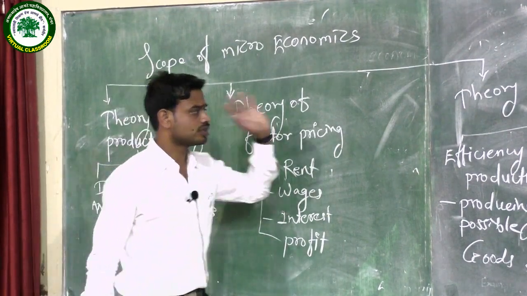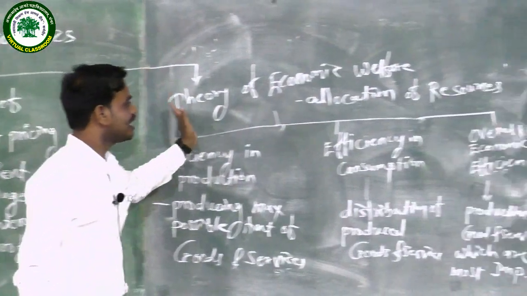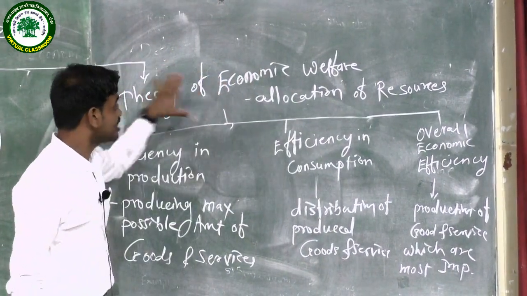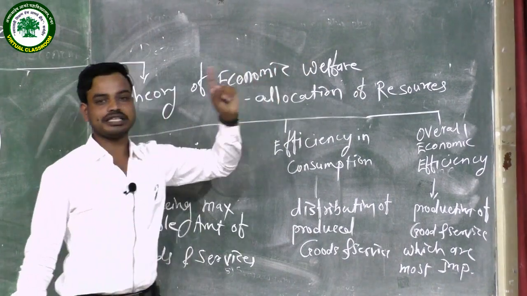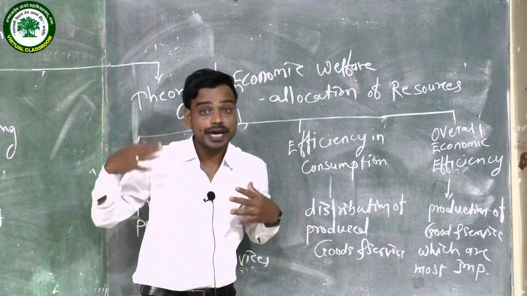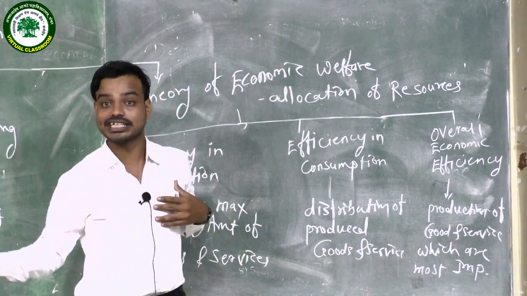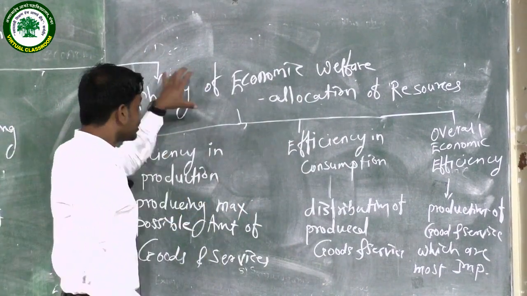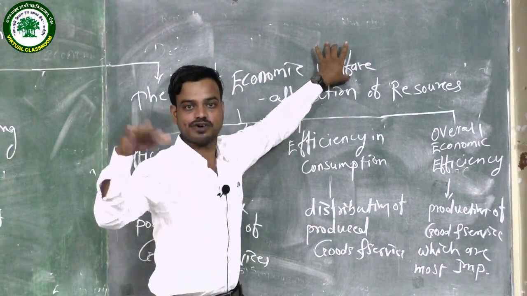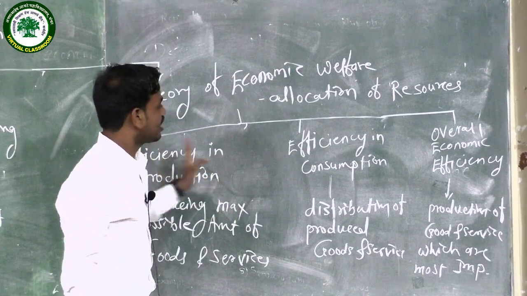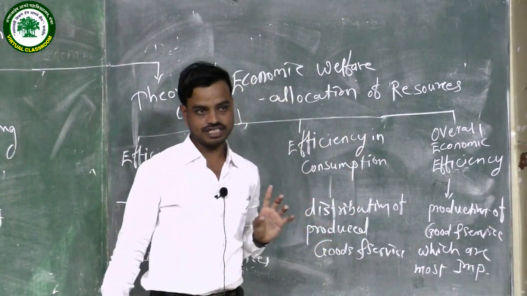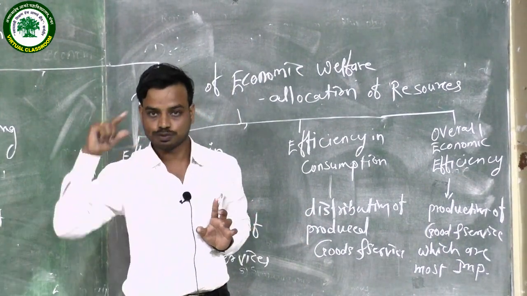Then we think about the third point. The third point is the theory of economic welfare. When we think about that point, there is one word, that means welfare. Welfare means the favor of that person, the favor of that society, the favor of that thing, means theory of economic welfare. Welfare means for that person, for that thing. So in that point there are 3 points, but don't forget allocation of resources, means maximum satisfaction of the consumer.